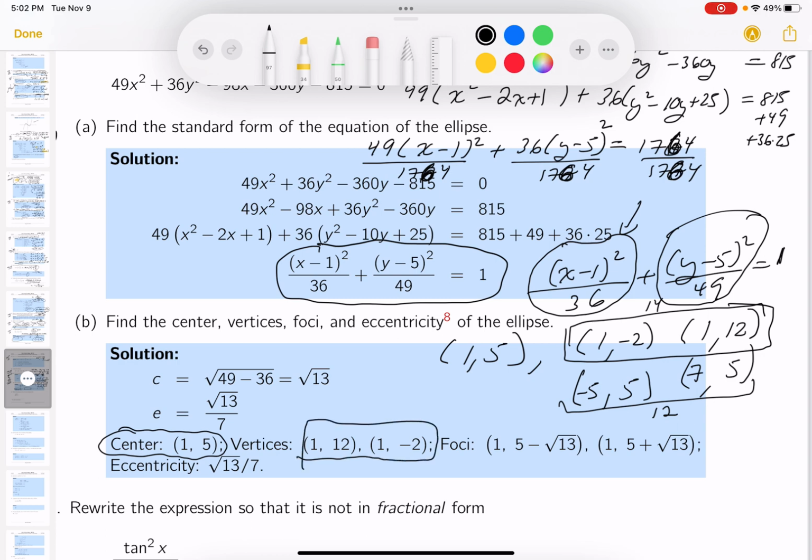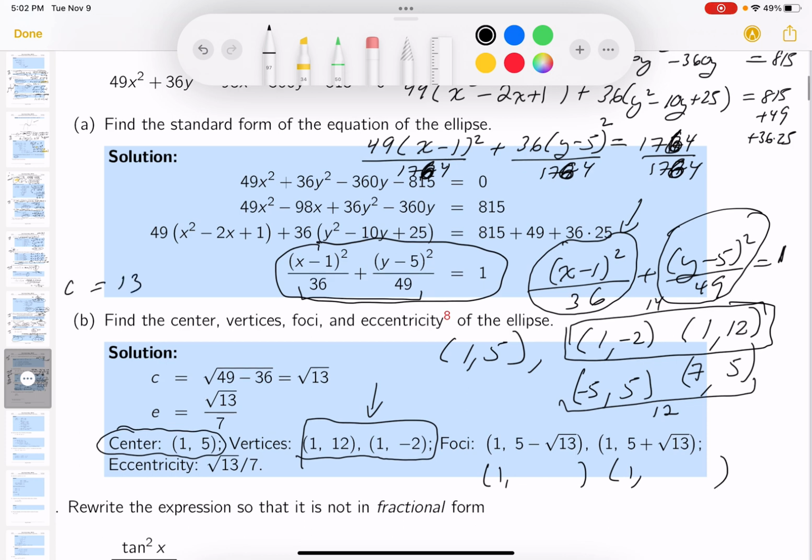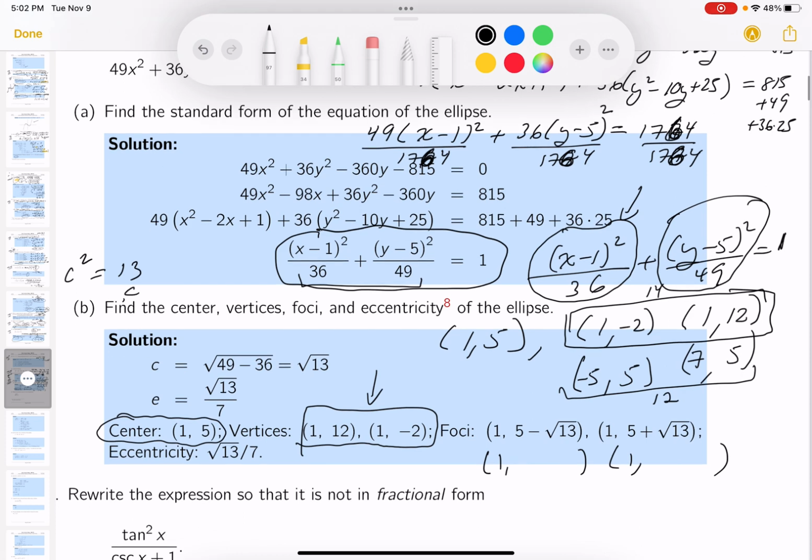The foci, a little more complicated, but not that bad. I'm going to go along the major axes. So they're along this axis over here. So I'm going to say I know the x-coordinate. It's 1. I know the x-coordinate, the other focus. But then the problem is how do you do that? And what you do is you take the difference of these two. All right? So what's the difference between 36 and 49? It's 13. And that's what c squared is equal to. So what's c? C is root 13.